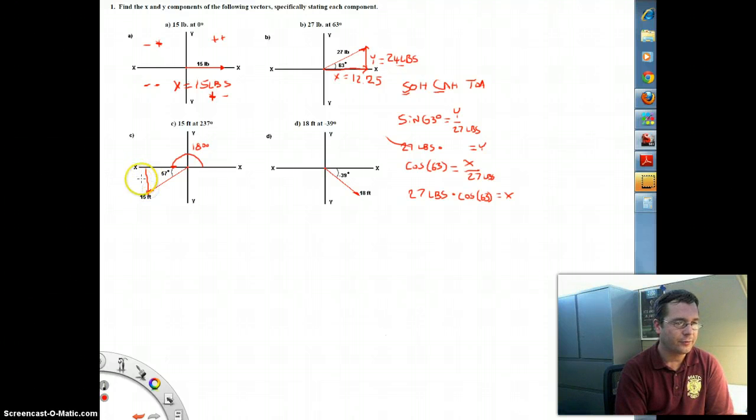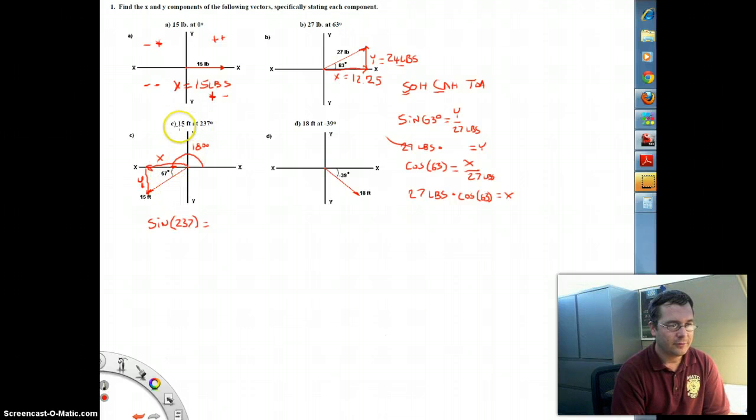Again, we're looking for the y component, that's the vertical component, and we're looking for the x component, right? The x component pulls left, the y component pulls down. The angle in this case is 57 plus 180, so 237 degrees. So again, to find y, sine of 237 degrees equals opposite over hypotenuse.